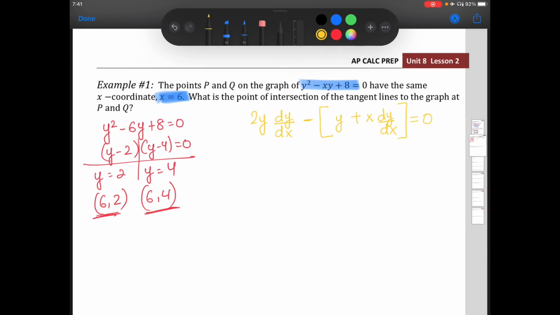So now if I distribute the negative, I get 2y dy over dx minus y minus x dy over dx equals 0. I'm going to put my dy over dx terms together and factor that out because I want to find the slope, right? And the slope is what? dy over dx. So dy over dx times 2y minus x, and I'm going to add the y to both sides, so it's equal to y.